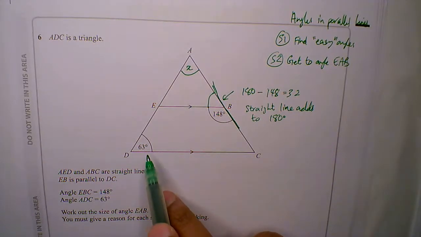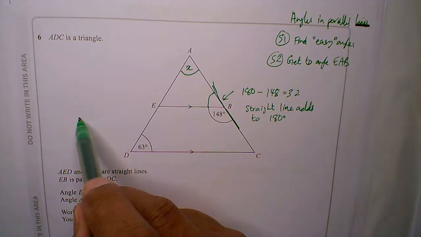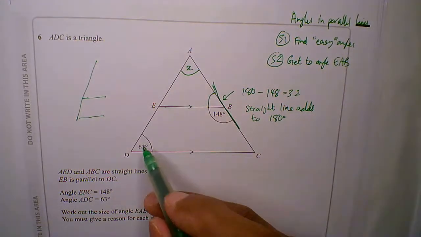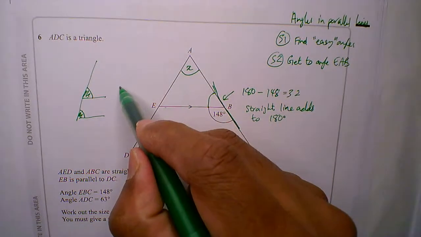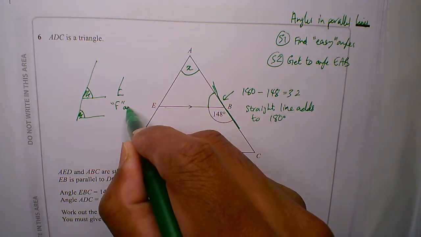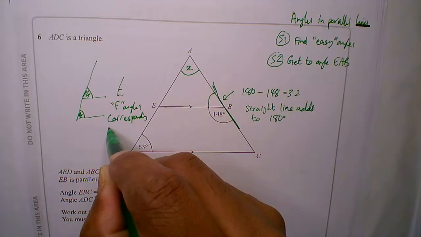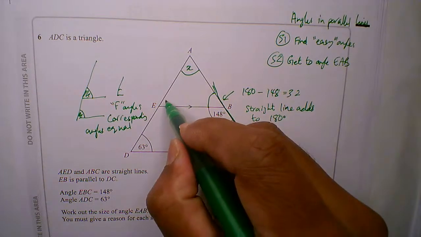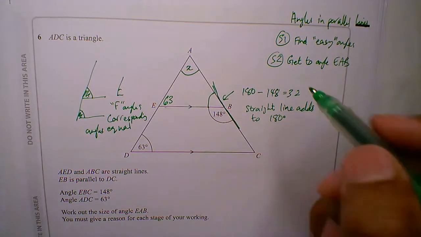Now I've got 63 here. That must be important, and it's given me parallel lines, so I've got to use this information. I've got this line here, that line there. If you notice, I'm connecting them. What do you notice here? This angle and this angle make the letter F, and F angles are corresponding. Corresponding angles are equal. So this is now 63.